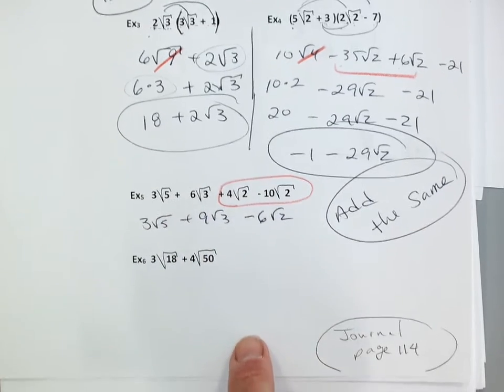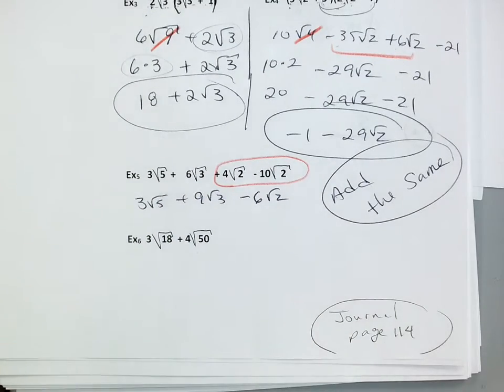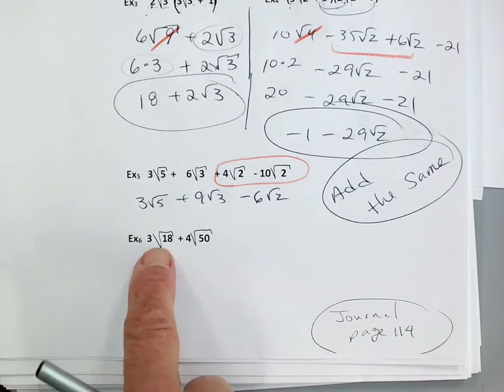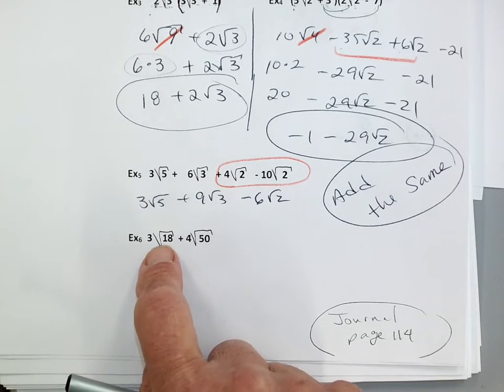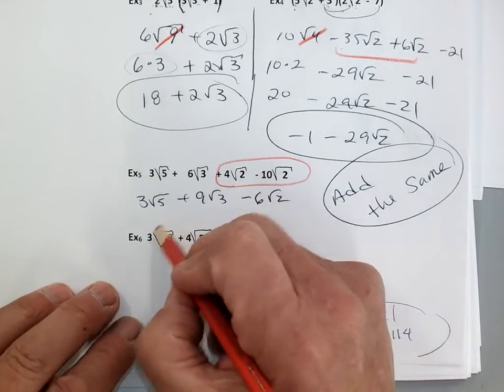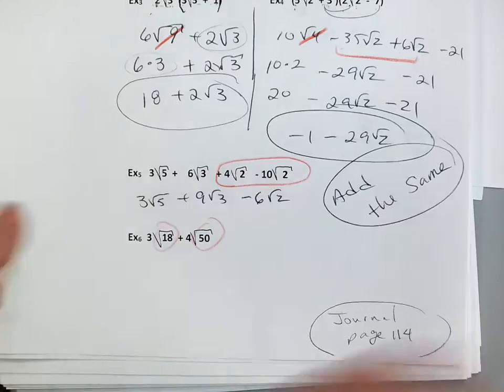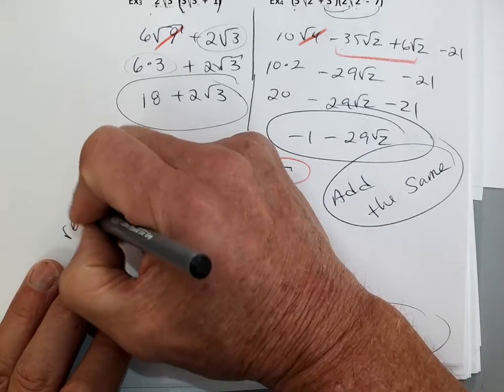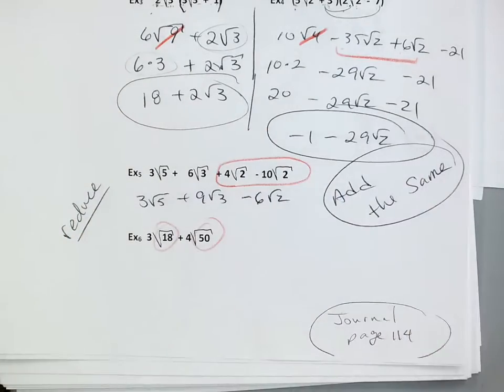Okay, last one. Well, it looks like you can't add them because they're not the same. So basically we'd be done, right? No, because we might be able to reduce that and that. Let's see if we can reduce. Because these are square roots, let's see if we can reduce our square roots. And maybe, if we reduce them, maybe we can add them.